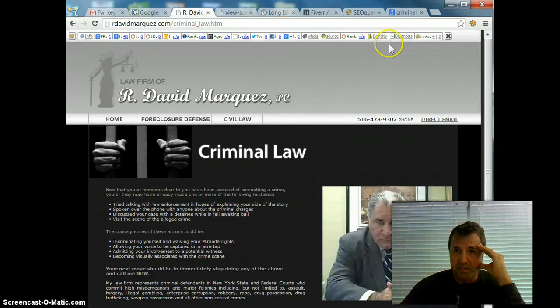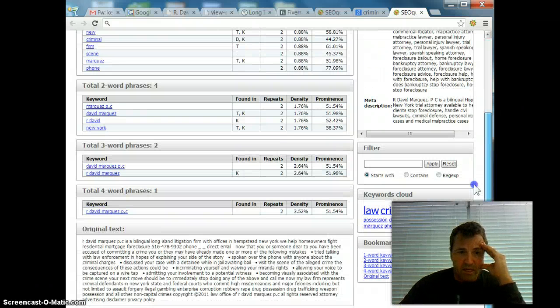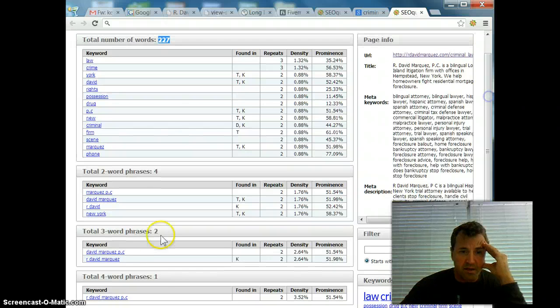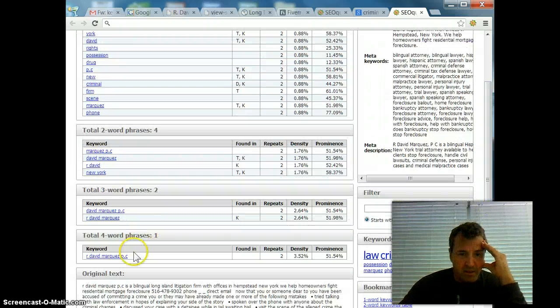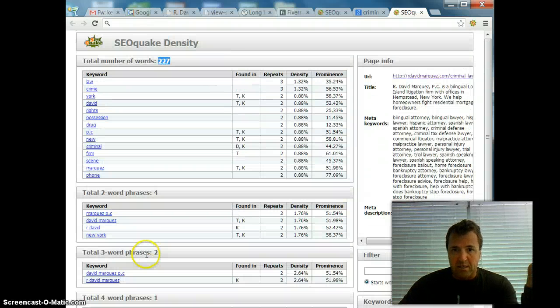In fact, let's look at the density. There are 227 words on this page. This is how Google's reading it. The long keyword phrases, what Google considers a website to be about, like 4 to 5 keyword phrases, it says R. David Marquez. So Google thinks this is a website about your name, not criminal defense attorney Long Island.